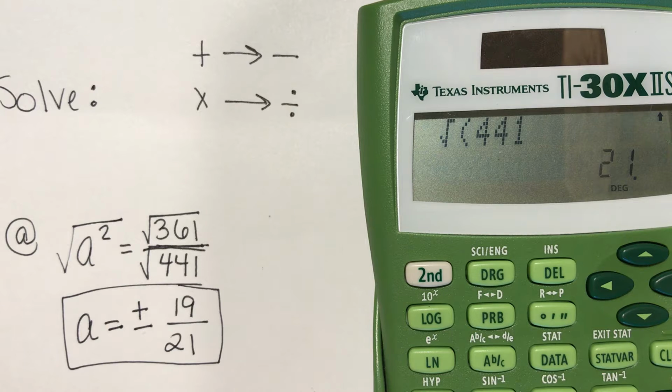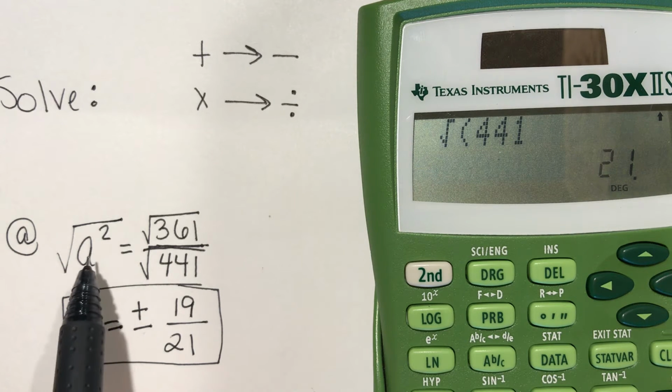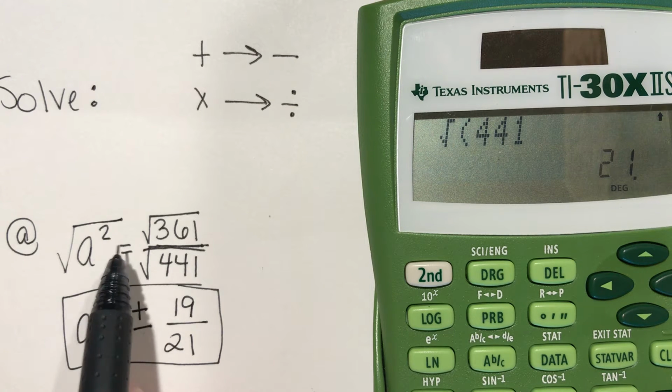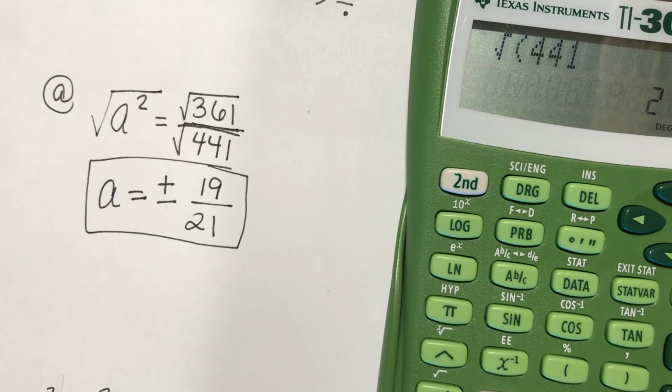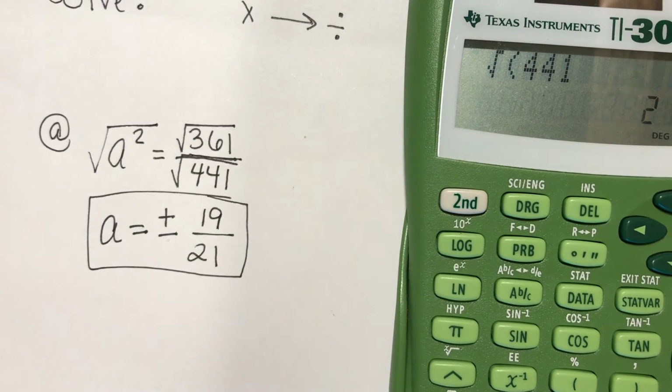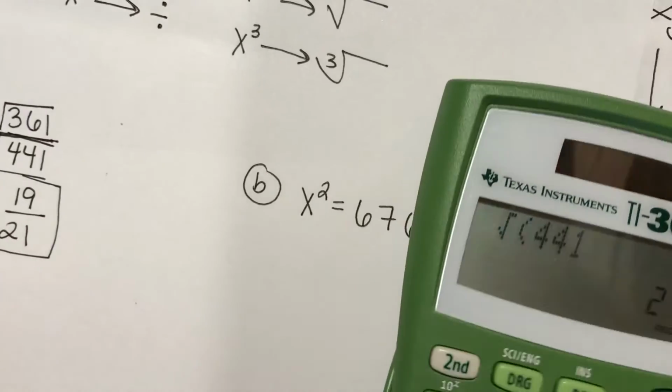Remember, when you're square rooting in order to solve, you have to account for both the positive and negative of the answer. This symbol only occurs when you're solving with an equal sign and you're square rooting. You do not put that sign when you're cube rooting. Okay? So let's take a look at our next example.